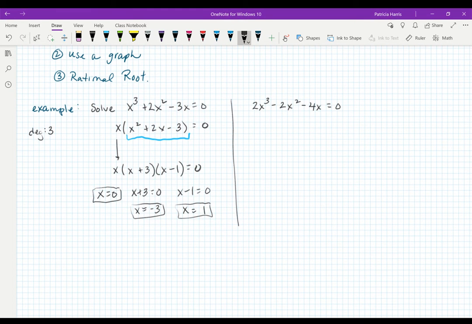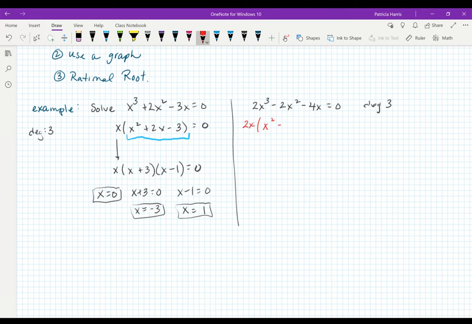Okay, so I'm going to solve this guy. Again, I notice it's degree 3, so I should expect 3 solutions. I also notice that each factor has an x and it's divisible by 2, so I'm going to go ahead and factor out a 2x.